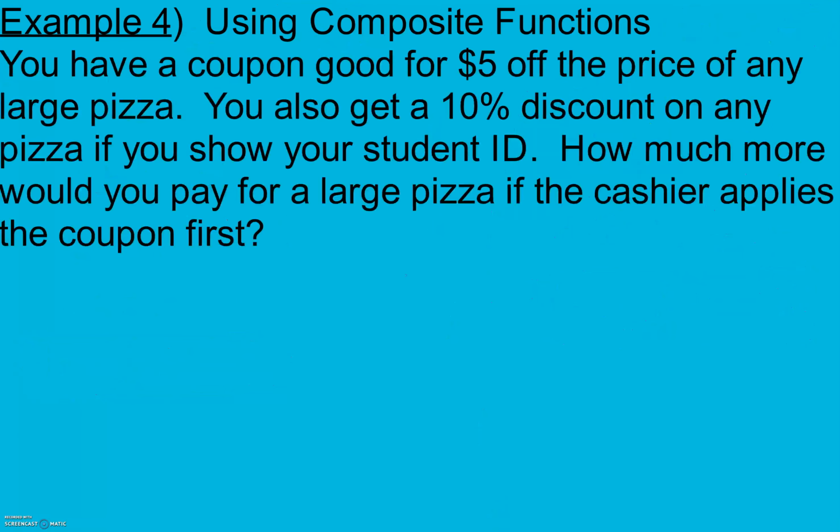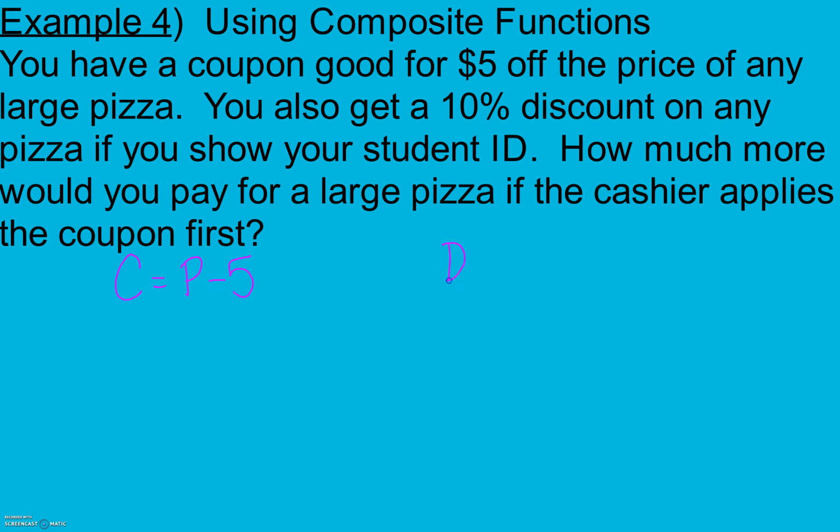In example 4, it says, you have a coupon good for $5 off the price of any large pizza. You also get a 10% discount on any pizza if you show your student ID. How much more would you pay for a large pizza if the cashier applies the coupon first? So we have two options here. Our cost for the pizza based off our coupon is our pizza cost minus $5.